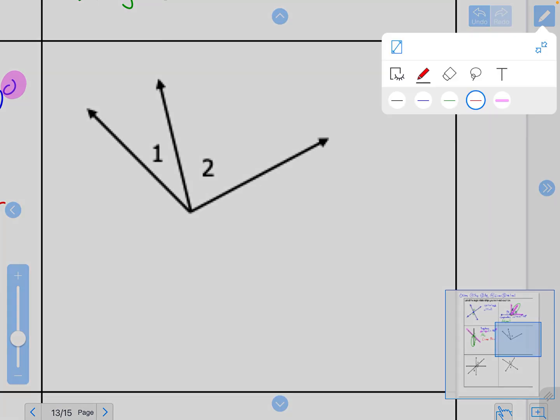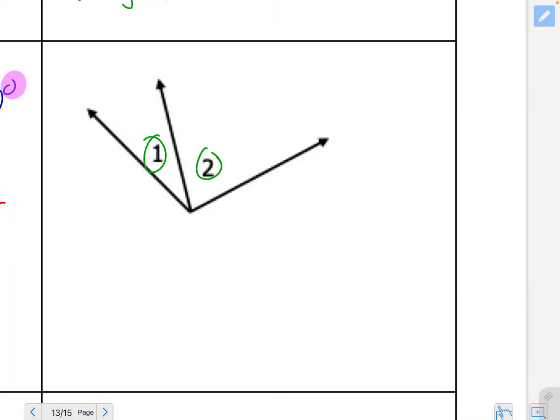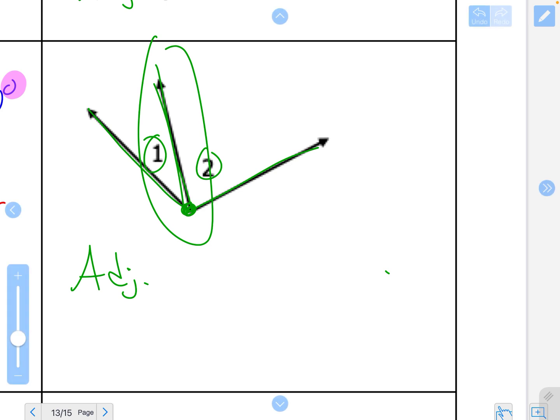All right, so this one right here, we have angle 1 and angle 2. We've got a vertex that they have in common. We have a ray that they have in common, so we know they are adjacent. And if they are adjacent, they're not vertical. We don't have a straight angle, so they're not supplementary, and they are not a linear pair. And because we do not have a right angle marker, we cannot say they are complementary. So the only thing that this pair is that we know for sure is adjacent.